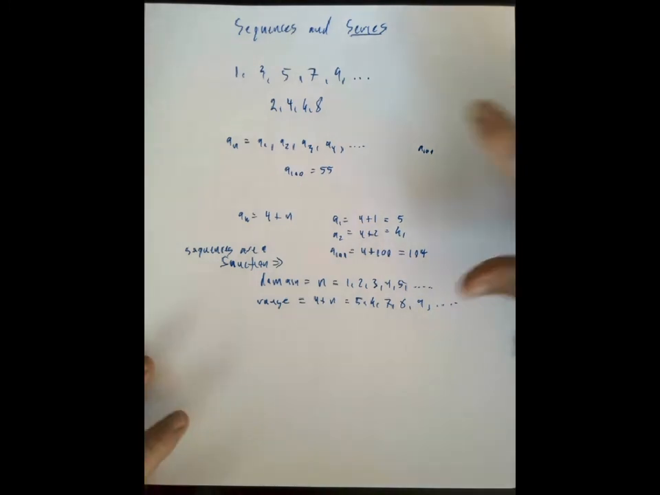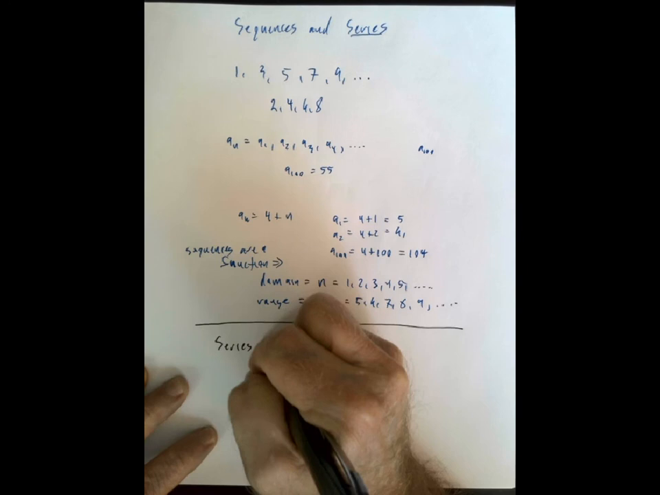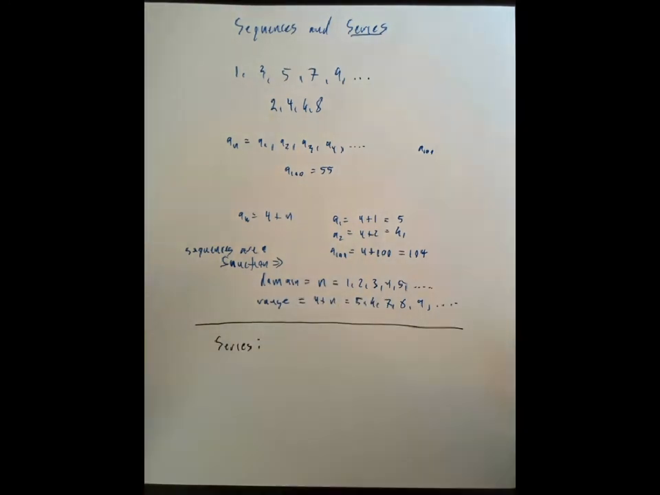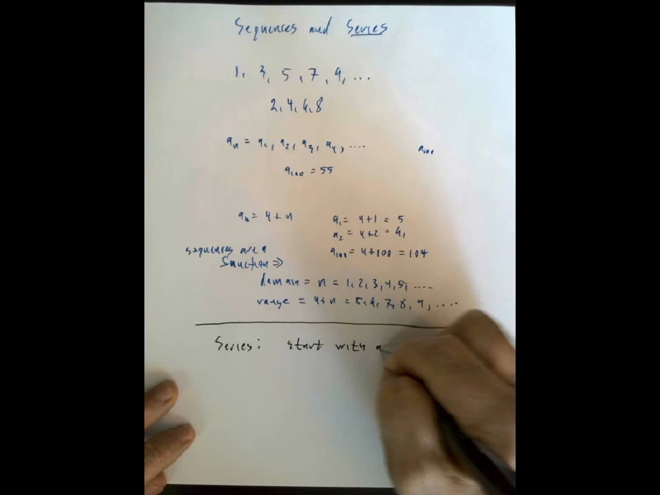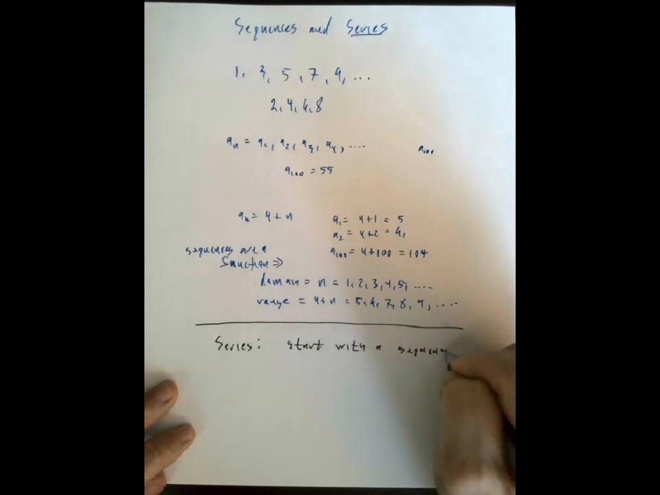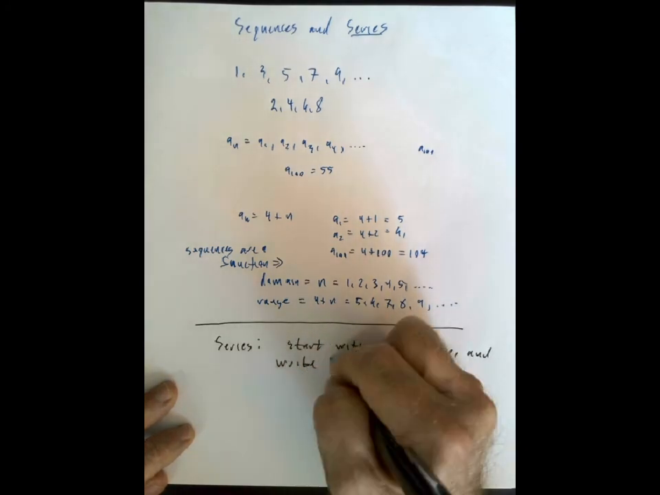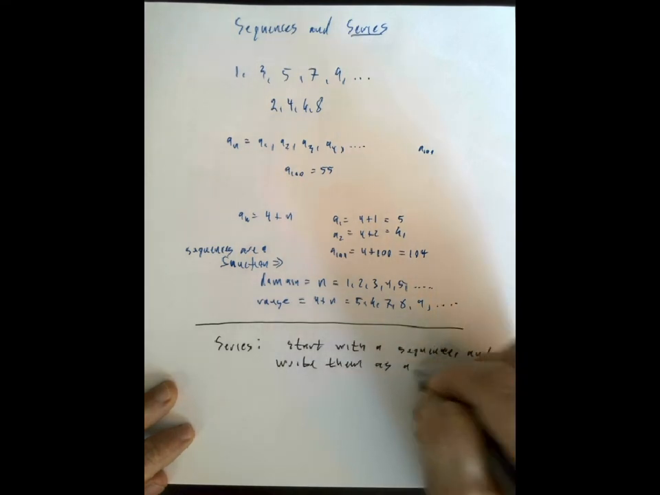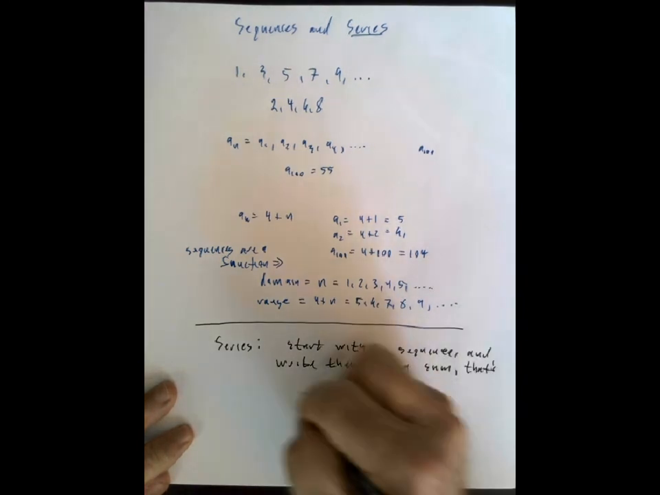From this, what comes from the idea of a sequence, the next thing along is the idea of a series. And just like a sequence, a series is a very important concept, okay? And a series is simply this. If we start with a sequence and write them as a sum, that's a series.